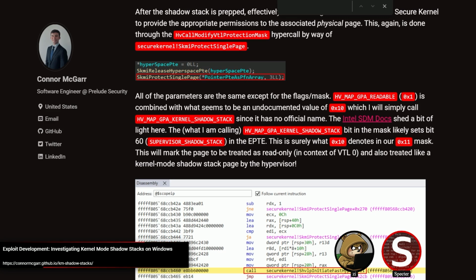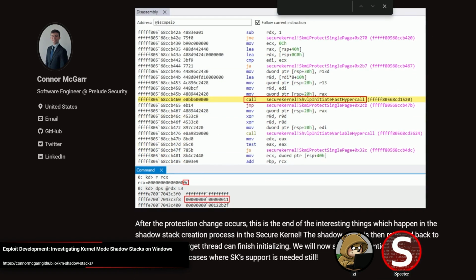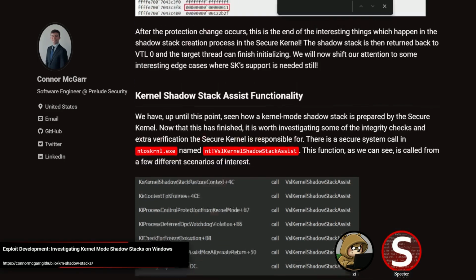That said, sometimes the shadow stacks do need some legitimate modifications. They call out exceptions as an example, so there is an API for that too. You can call into the secure kernel to restore and validate the shadow stack context. But yeah, I found it pretty interesting. They're using the secure kernel to protect the shadow stacks in that way.